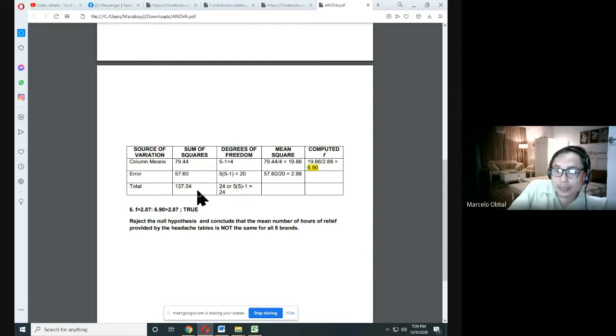Now, to get the remaining value here, all you need to do is to deduct this from the total. Well, that is 137.04 minus 79.44. That will give you 57.6. Again, how to get the error? You just need to deduct the value for SSC, 79.44, from your SST or total, 137.04. That will give you 57.6.